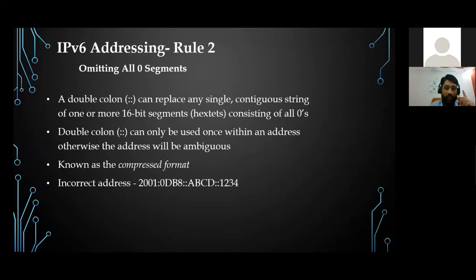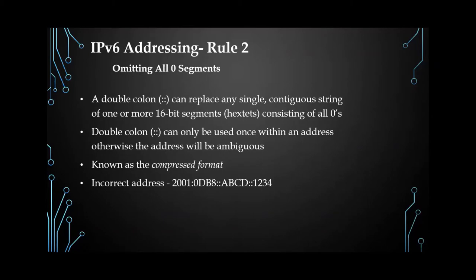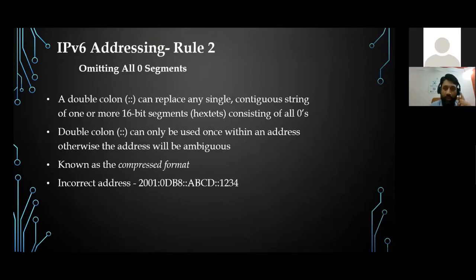Here is one example I have given you for the incorrect. You can see this guy has done a bad job. He tried to use double colon twice, because maybe he has the address like 2001, 0 delta beta L8, then a long string of zeros, then ABCD, then a long string of zeros, and then 1234. What he did was use two double colons. So this address cannot be used. Even the system will not process this, and if you give this IP to somebody, it will be discarded. So this compressed format is only used once. I hope this is clear.